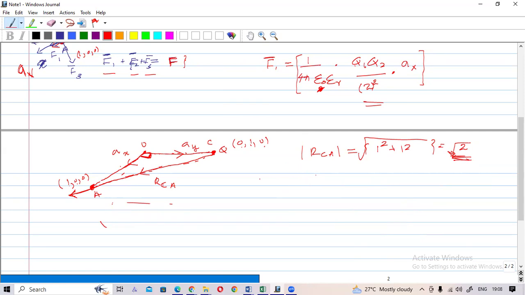Now, what is the unit vector in this direction? This is the vector RCA. If you divide it by its magnitude, square root 2, then this is actually the unit vector. Let's say that is ACA. So this is the unit vector RCA divided by square root 2, that will be ACA. So it is in the other direction.